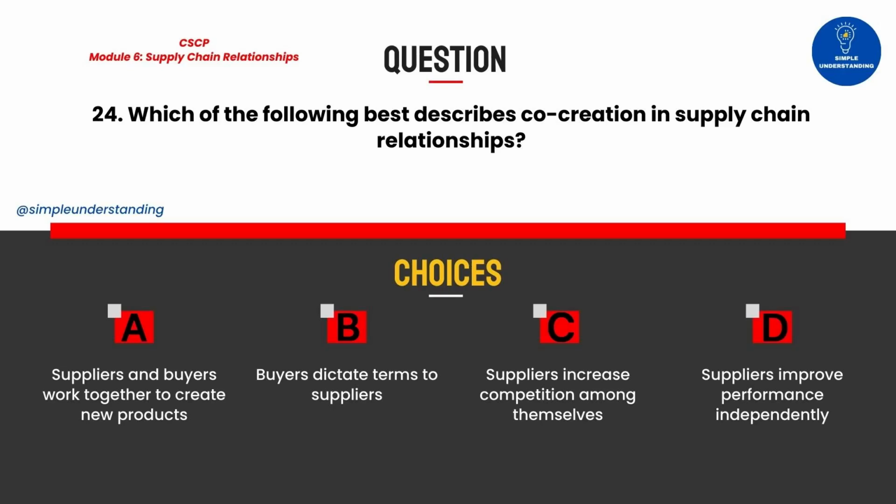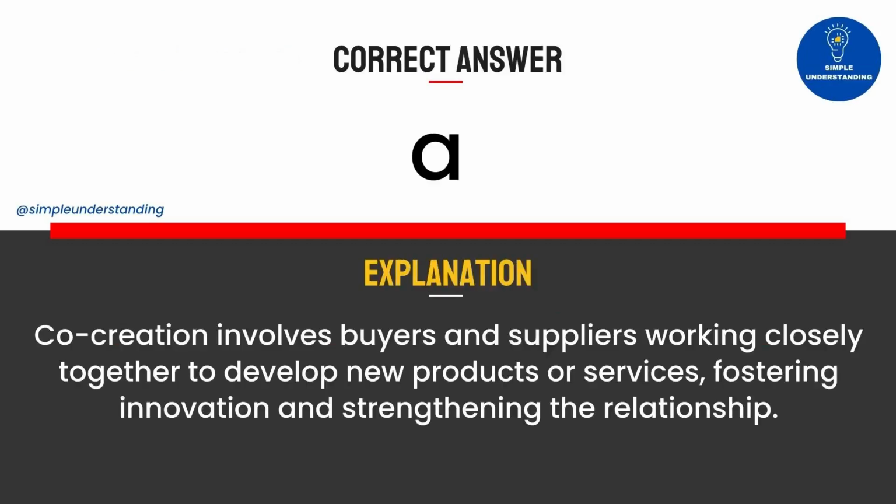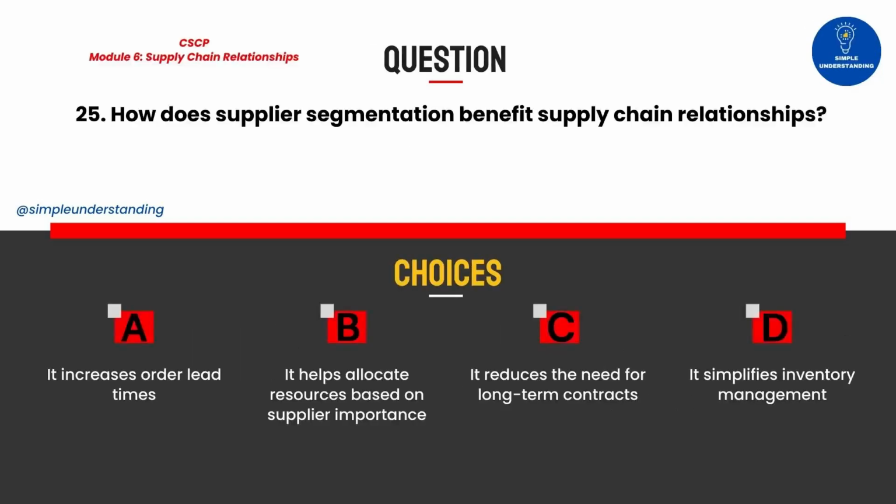B. Buyers dictate terms to suppliers. C. Suppliers increase competition among themselves. D. Suppliers improve performance independently. Correct answer, A. Explanation. Co-creation involves buyers and suppliers working closely together to develop new products or services, fostering innovation and strengthening the relationship.